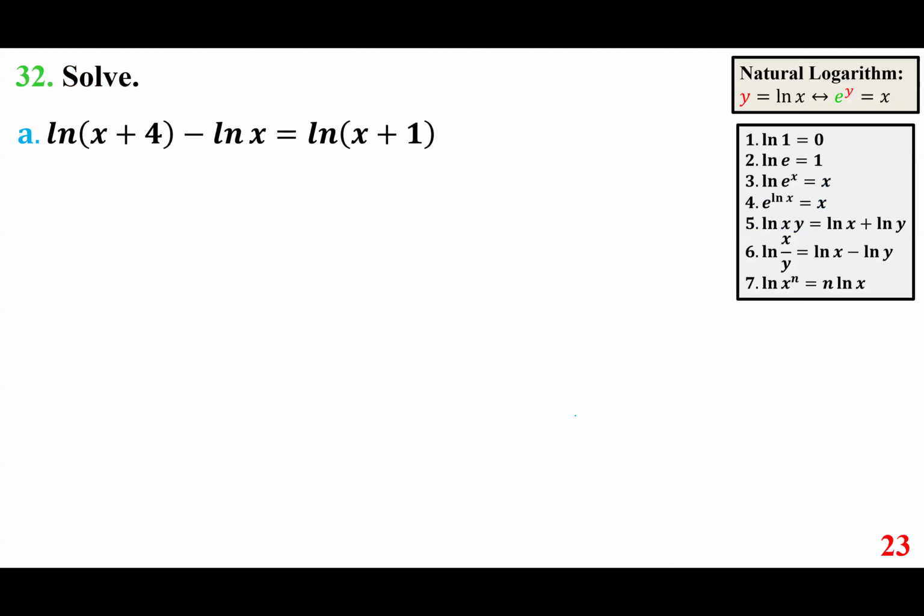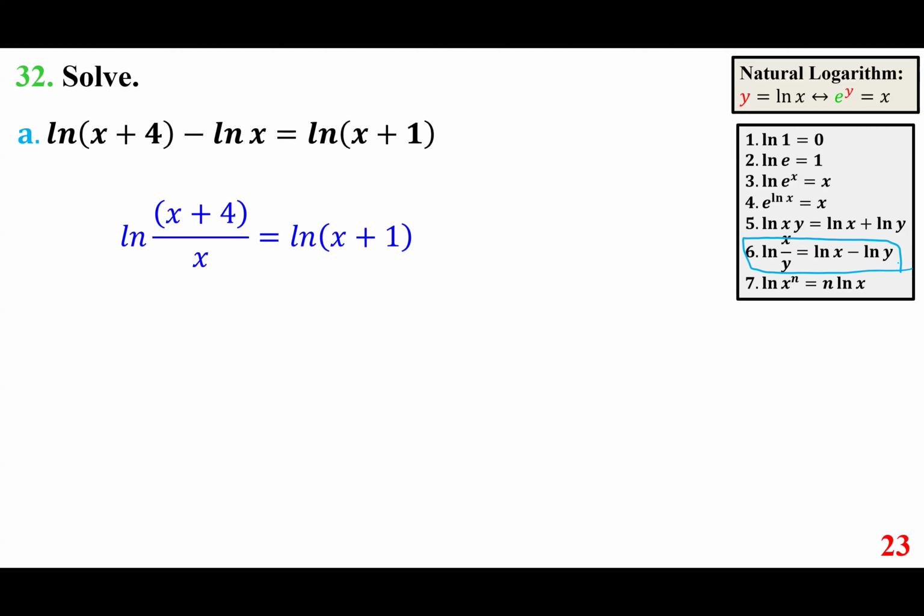All right, we are looking at more equations. Again, we notice both sides have logs and nothing else. So we bring each side to a single log. The right side has a single log, but the left side, we can use the quotient rule to bring it into a single log. So it becomes ln of (x plus 4) over x. On the right side, we don't have to do anything.